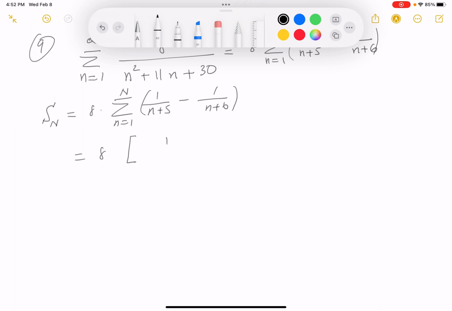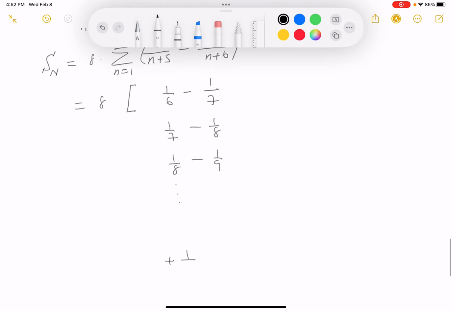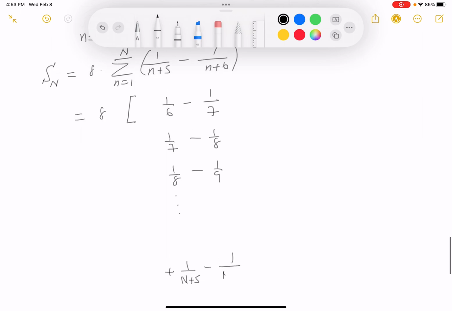So it's going to be 8 times 1/6 minus 1/7. Then you get 1/7 minus 1/8. Then you get 1/8 minus 1/9. And then, yada, yada, yada, we go towards the end. And in the end, what do you get? We get 1 over big N plus 5 minus 1 over big N plus 6.